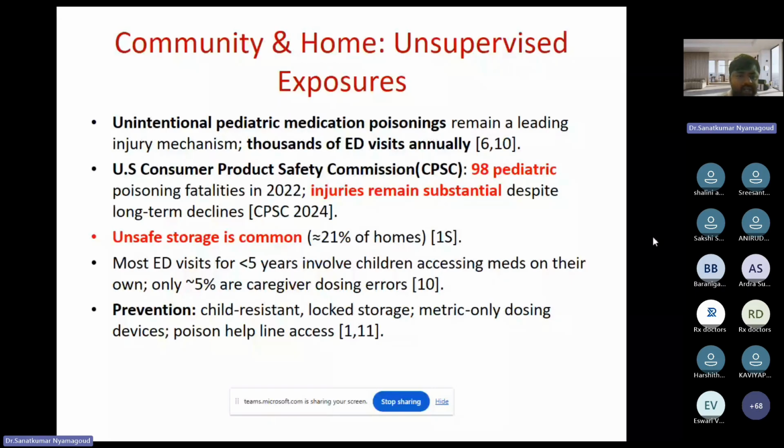What they say is that in the US they have their own product safety commission. So they do a study. They try to understand how many injuries to pediatrics come to the emergency department. They try to explain and try to reduce this, but the number is not declining. So there is a high exposure of the pediatric population to medication errors.